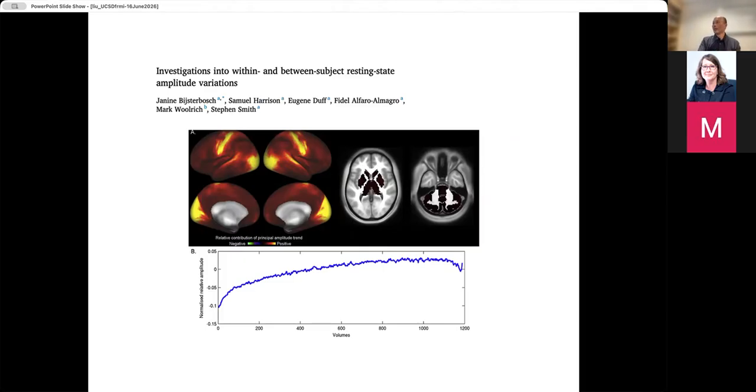For example, this is from the FSL group looking at HCP data. Here you see the global signal amplitude increase over time. Those of you who know the HCP data set know it's 15 minutes long. So what do you think is happening to this person over the course of this exam? They're falling asleep, right?